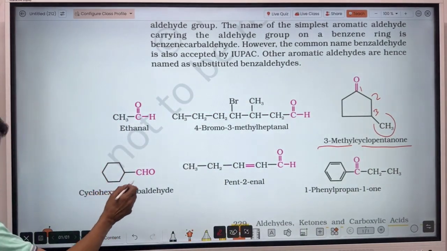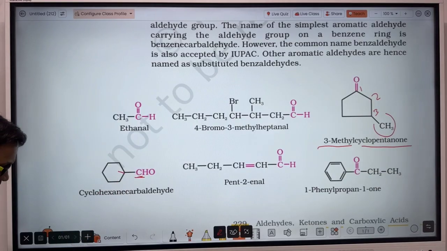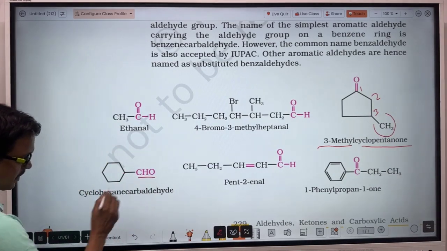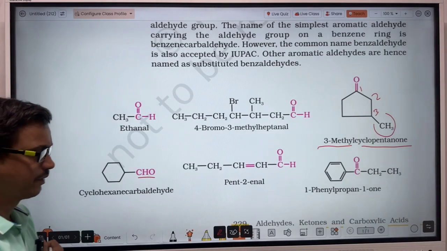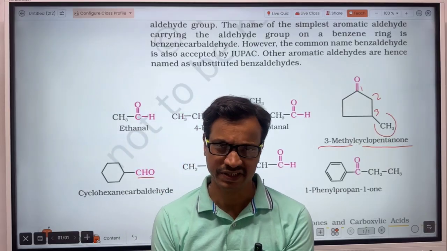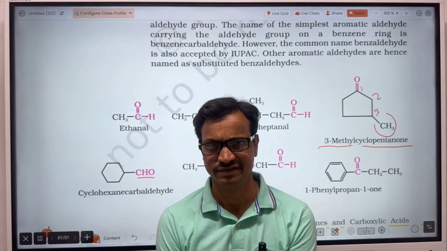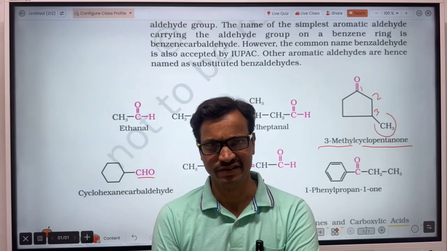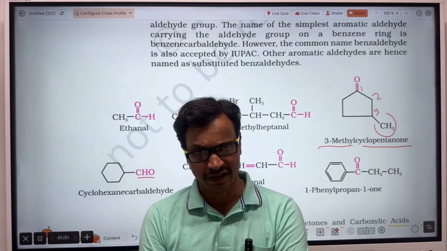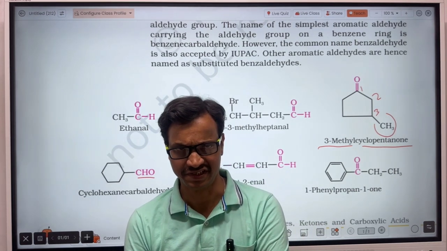Now when you look at this hexane ring, how will you include the CHO in the main chain? That cannot be included in the main chain. So how to write it? For this one we write carbaldehyde. Here we will not use al, we will use carbaldehyde. That indicates that the carbon of the aldehyde group has not been counted, that is, the functional group CHO has not been counted in the main chain.